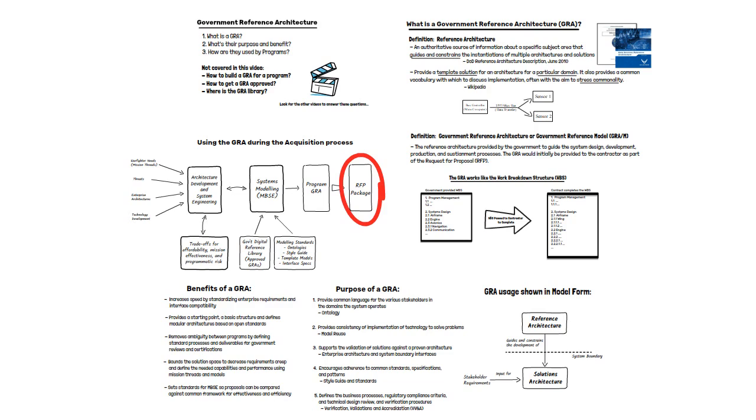This video covered the introductory aspects of a government reference architecture. It has defined the term, shown how a GRA is used, described the purpose and benefits, and finally explained how a GRA, along with standards and a reference library, can speed up acquisition.